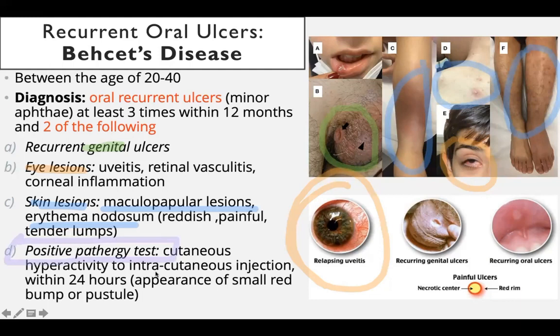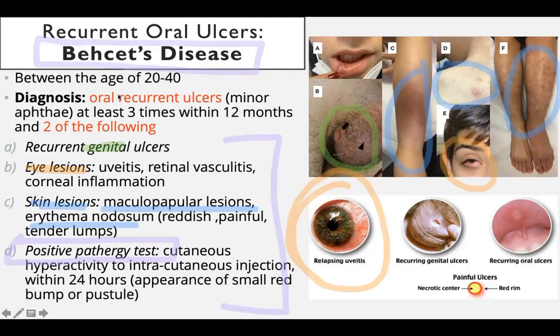Okay. So if a person has recurrent oral ulcers like minor aphthous ulcer at least 3 times in 12 months, or 3 times in 1 year, plus 2 of these 4, either genital ulcers and eye lesions, or genital ulcer or skin lesion, or positive pathology test, this disease or syndrome will be named as Behçet syndrome. Behçet syndrome. Okay.